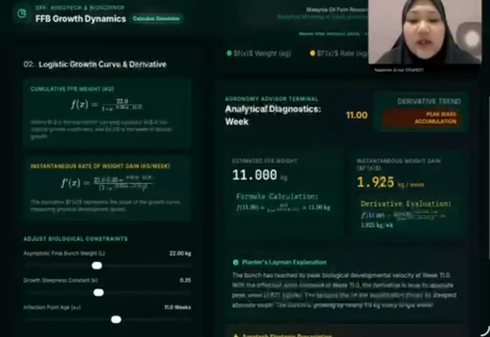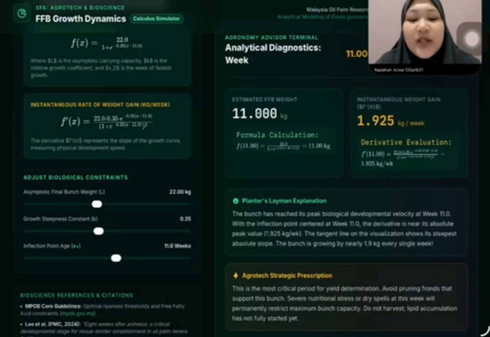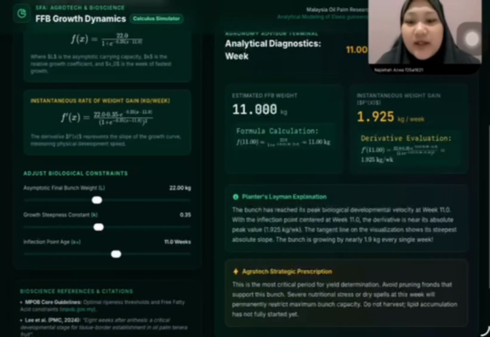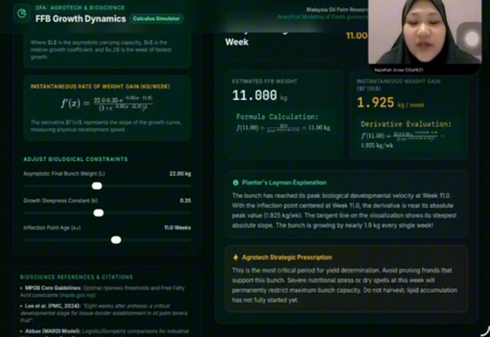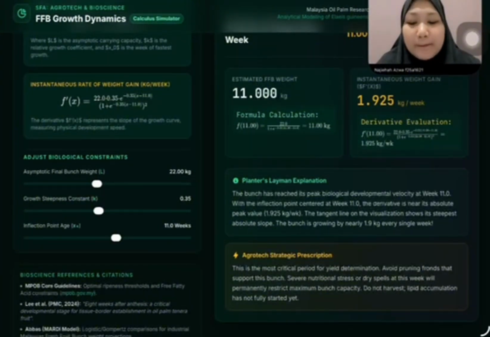Logistic growth curve and derivative. This section explains the mathematical model used in our project. We use a logistic equation to calculate the cumulative fruit weight. This section contains an interactive graph. Users can move a slider to analyze growth at different weeks. The graph shows cumulative FFB weight and growth rate per week. The graph clearly shows that the growth rate reached its highest point around week 11. This makes the web page easier and more interesting to understand.